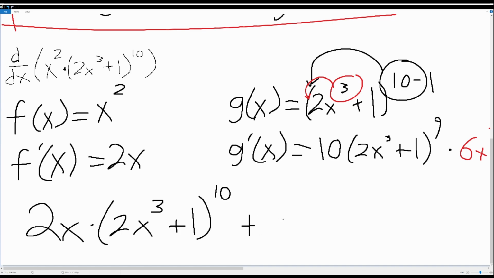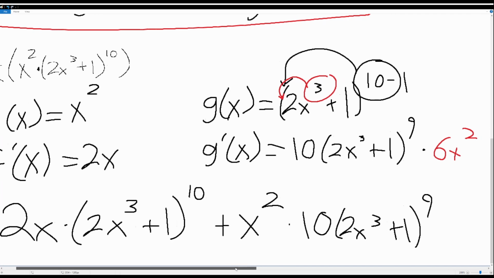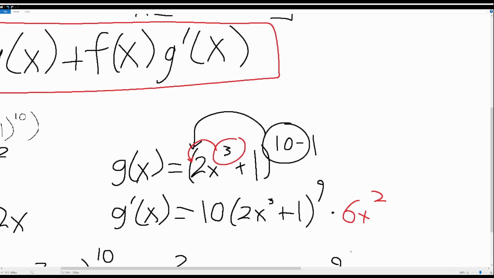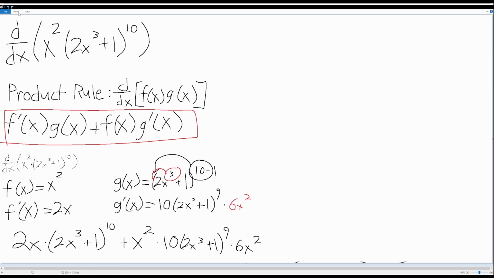Plus, and then we have our f of x, just like our normal f of x, times our g prime of x, which is just 10. And then times 6x squared. I hope that's right. And it looks good from the paper I'm looking at.